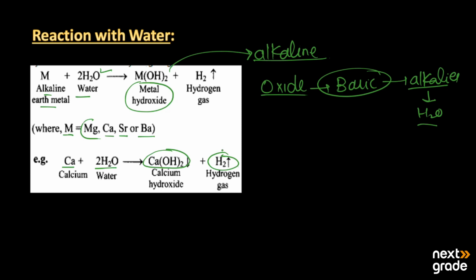And we have the peculiar behavior of beryllium, where it does not react with the water. This reaction does not take place. What is the reason behind that? Because its size is very small and its ionization power. This is all about the general properties of the alkaline earth metals.